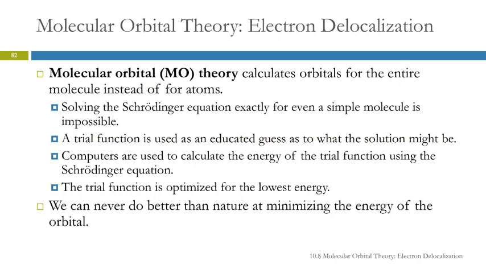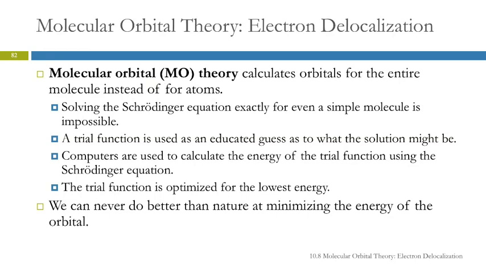So the Schrödinger equation gives us the wave function for the orbitals. And even for a very simple molecule, we can't solve the Schrödinger equation. It's impossible. So we use trial functions. You use a trial function, you see how that works, and then you tweak the function. It's an iteration process. They use computers to figure out what is the best trial function for the Schrödinger equation. It's the one with the lowest energy. So you optimize for the lowest energy.